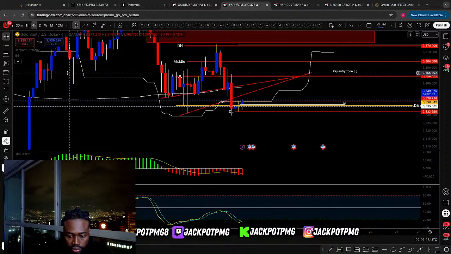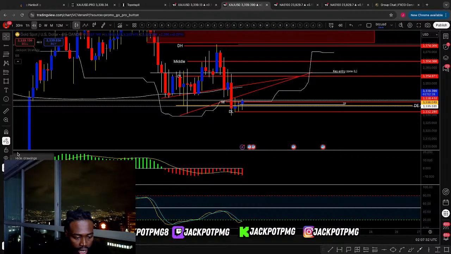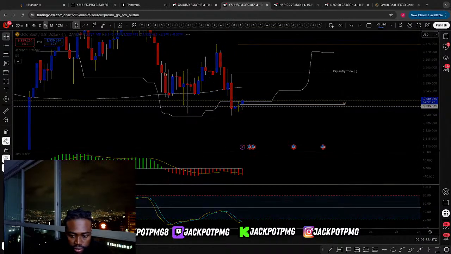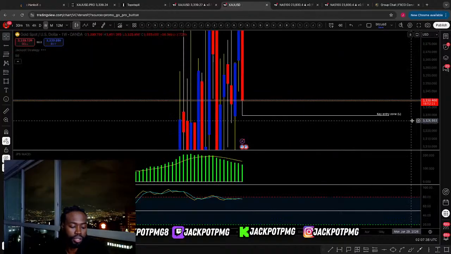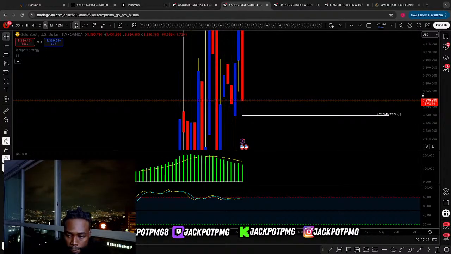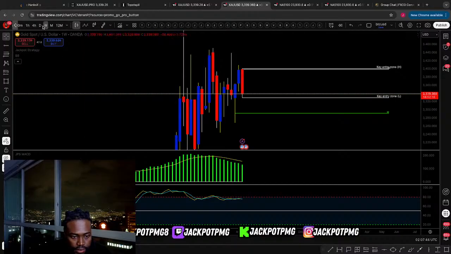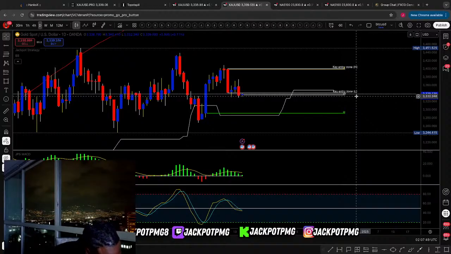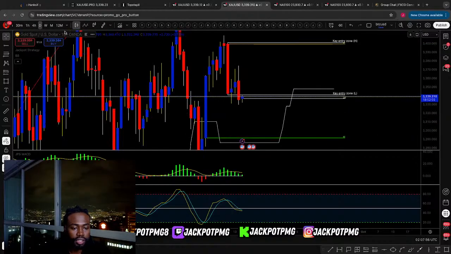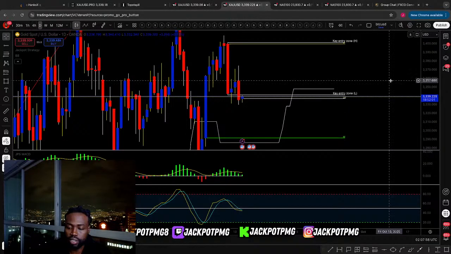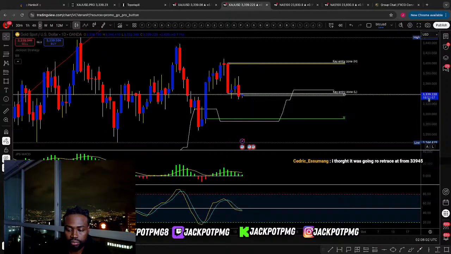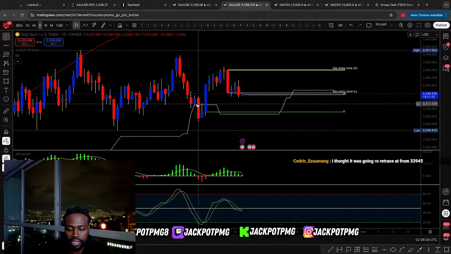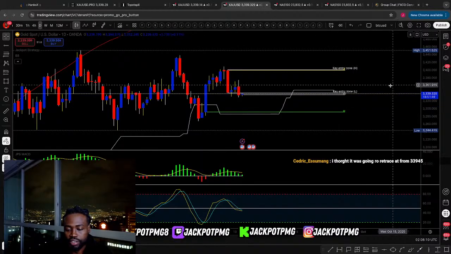Let me hide my drawing real quick just to see the indicators on a clear chart. This is my clear template on the Jackpot strategy. I thought it was going to retrace for 33,945. It could, but I think we're going down, bro. I think we're going down to about right here. And this right here is a major zone. When price reaches there, I'll know what to do.